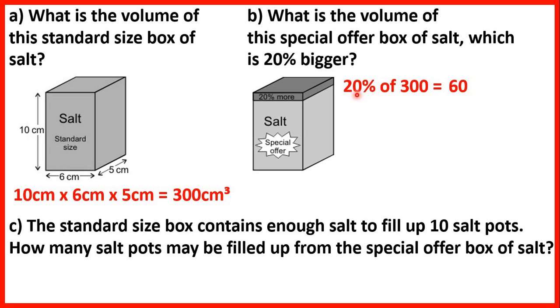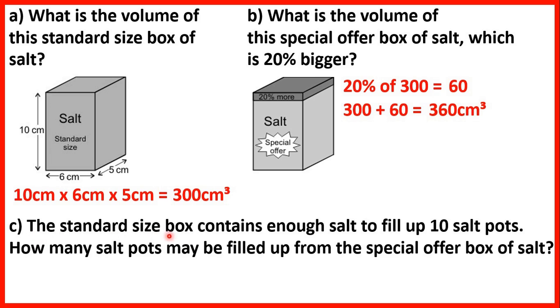Or the other way of calculating 20% is dividing by 5, because 20%, 20 hundredths, is the same as 1/5. So it's 60 centimetres cubed larger, and 300 plus 60 is 360. So this box of salt, which is 20% larger, is 360 centimetres cubed.